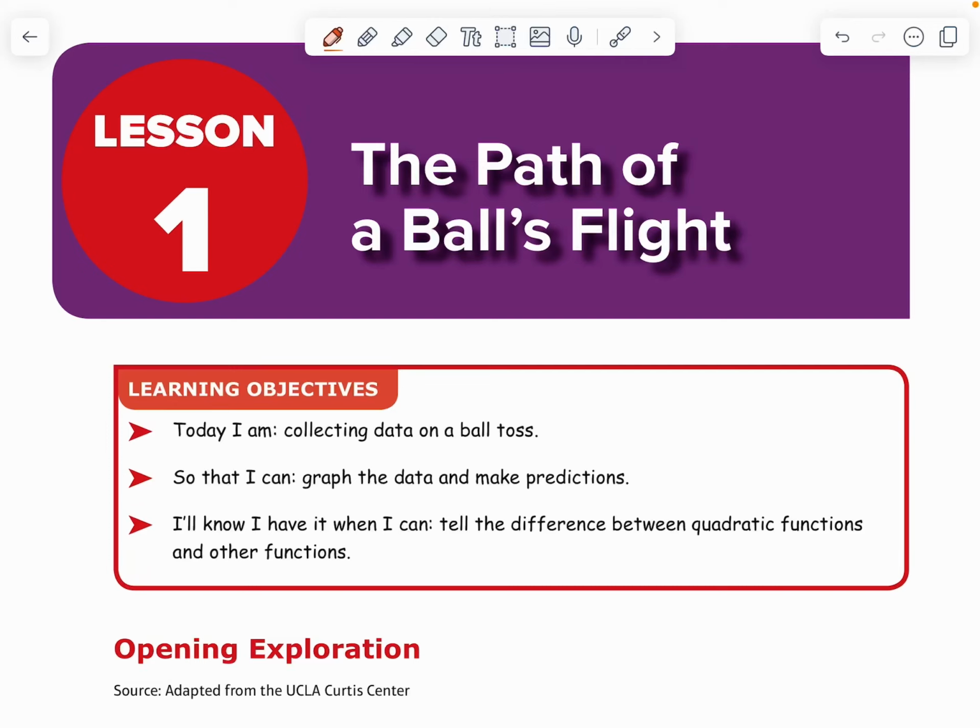Welcome to Module 4, Unit 8. We're going to start off with Lesson 1. Please watch the video of a ball being thrown. And you might have noticed that it makes a shape, like that, right? Otherwise known as a parabola.